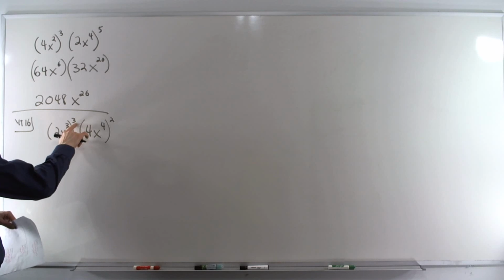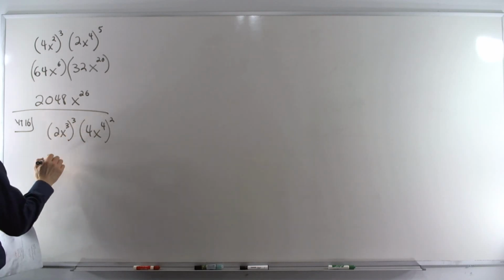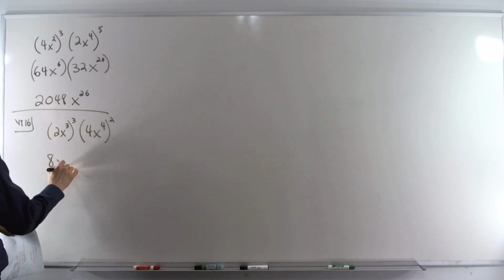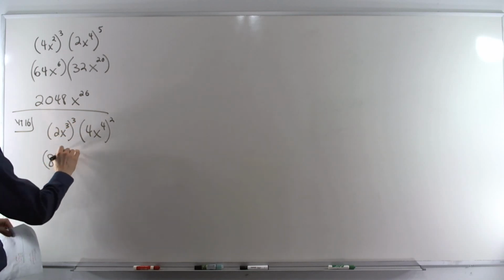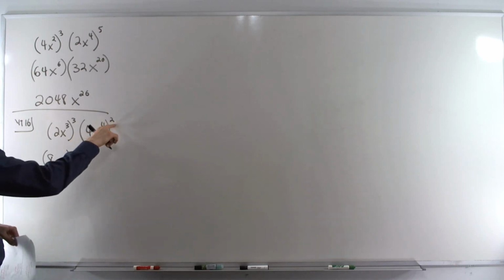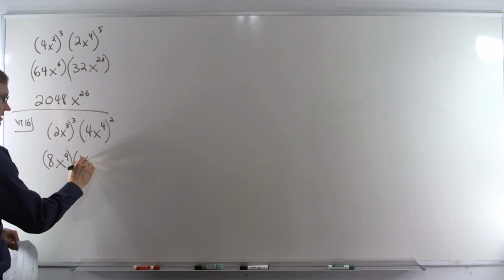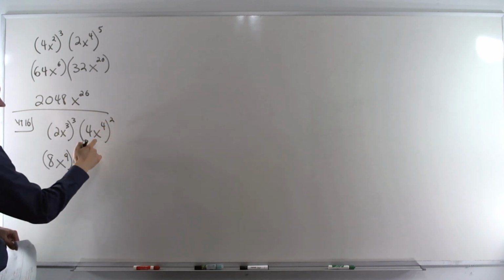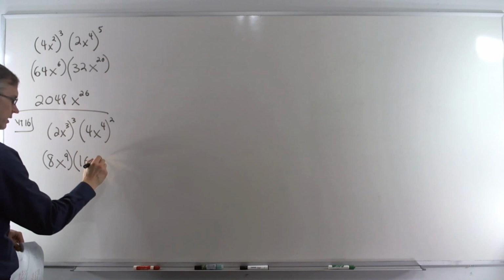All right, first exponent here, outer exponent, 2 to the 3rd is 8. X to the 3rd to the 3rd, multiply those exponents to get 9, x to the 9th power. And over here we've got 4 squared is 16. X to the 4th squared, 4 times 2 is 8, so that is x to the 8th power.